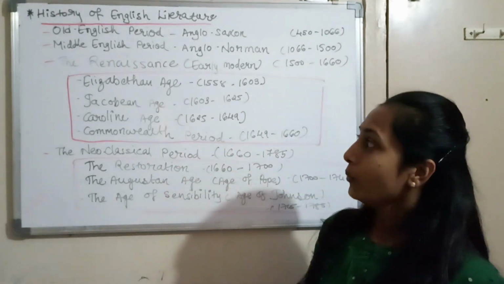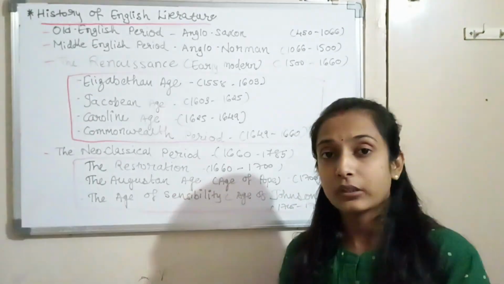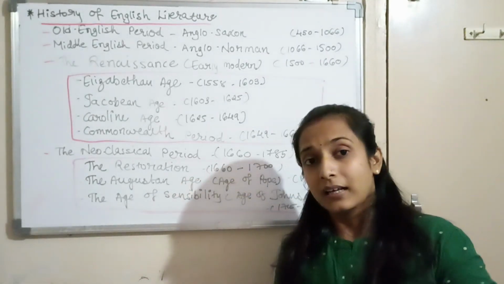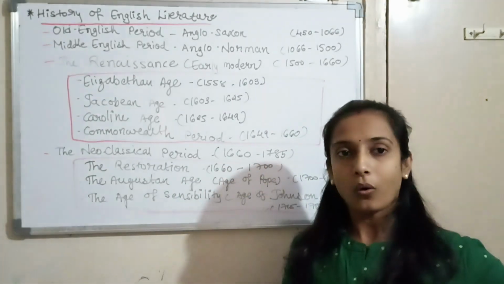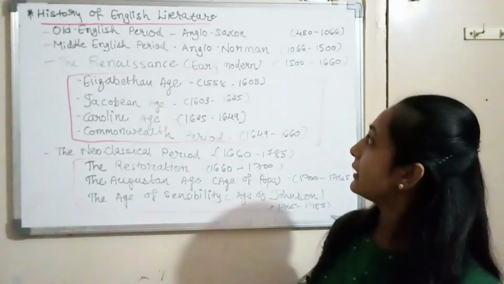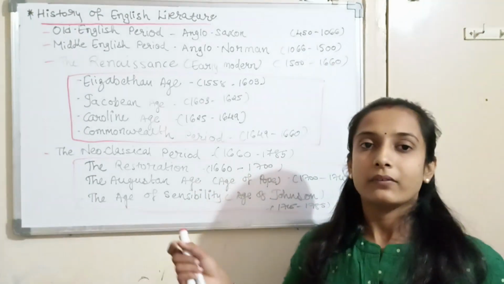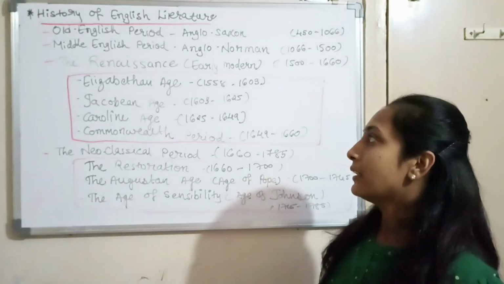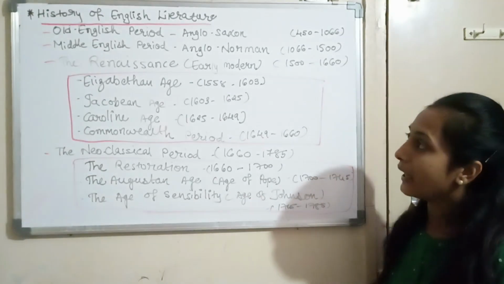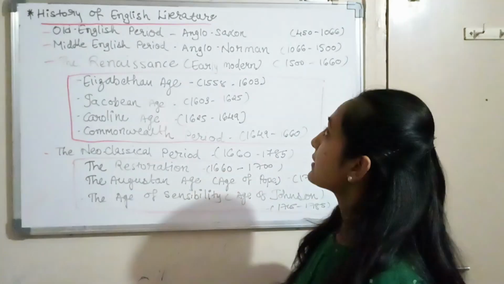Okay, now the history of English literature, how it began, from which century it was there among us, because it was there only for some people in the past, but from these times, every common individual, every general individual has started using it.